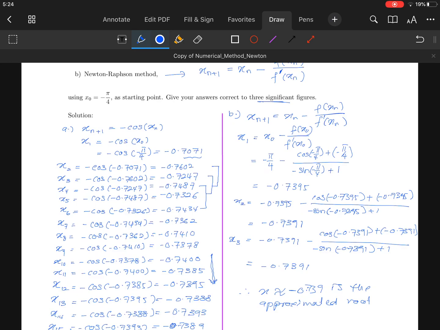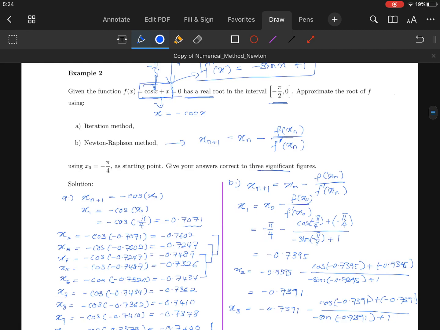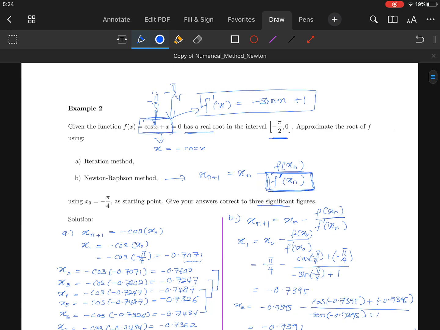Now you can see how Newton's method works, and it's faster. The problem with Newton's method is that you have to find the first derivative of a function. This is just an example where our function is very simple, but sometimes when your function is quite complicated, finding f prime x is really a problem. So that is the disadvantage of using the Newton-Raphson method: you have to find the first derivative.